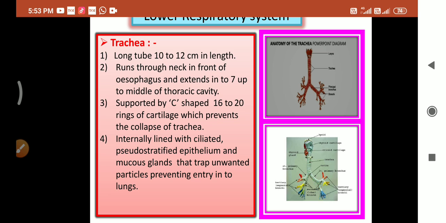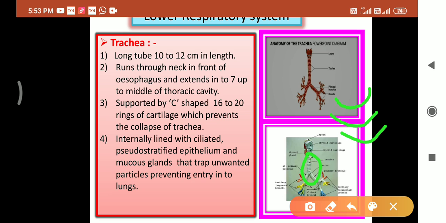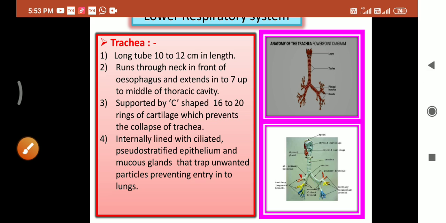This pipe is supported by C-shaped 16 to 20 rings of cartilage, which prevent the collapse of the trachea. So this is very important. Collapsing of the trachea is prevented by the cartilage. In this picture you can see all these ring-shaped structures, here and here also. This C-shaped structure is nothing but the cartilage. So what is cartilage? That is a hard tissue, different from muscles. How many cartilages are present? There are 16 to 20 cartilaginous rings. What is the function of this? It prevents the collapse of the trachea.